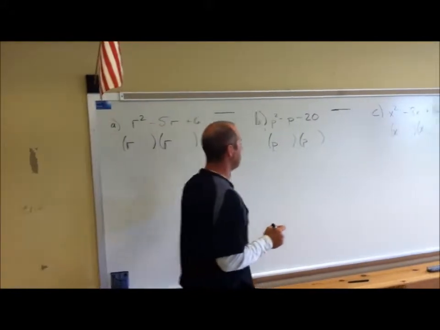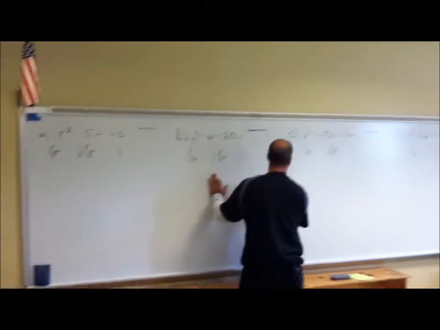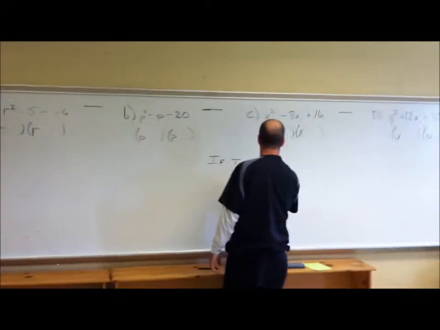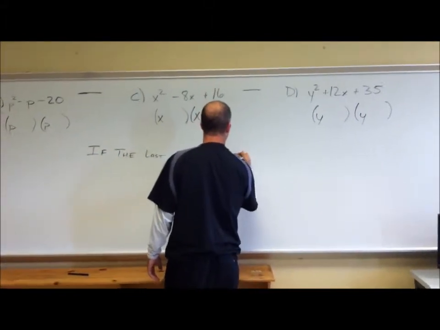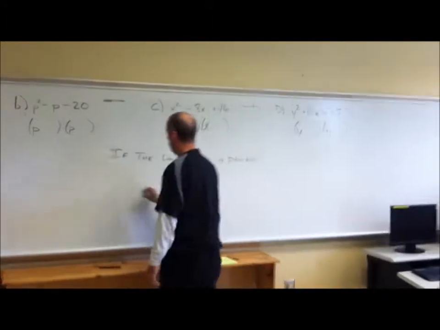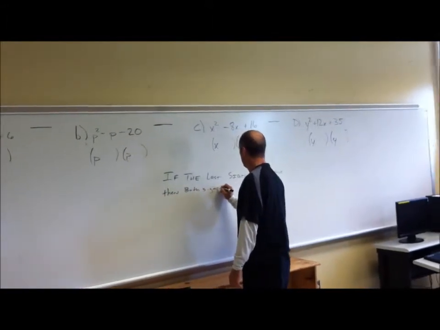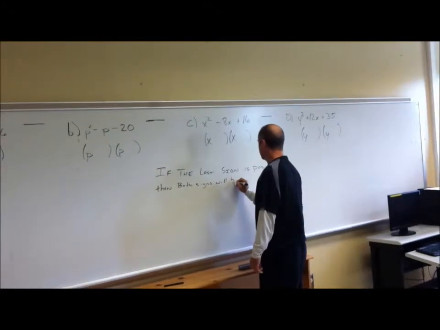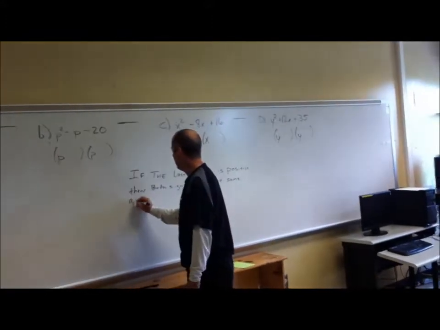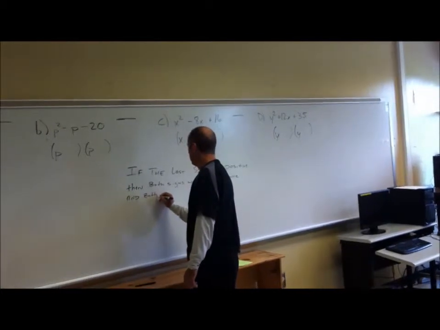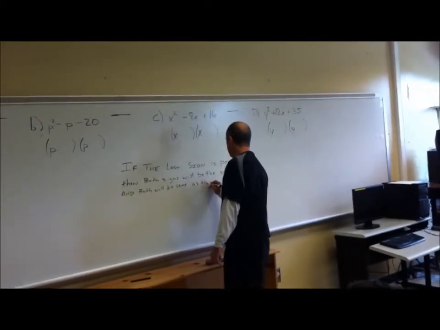Looking at the problem, here's the easiest thing to do. If the last sign is positive, then both signs will be the same, and both will be the same as the middle sign.